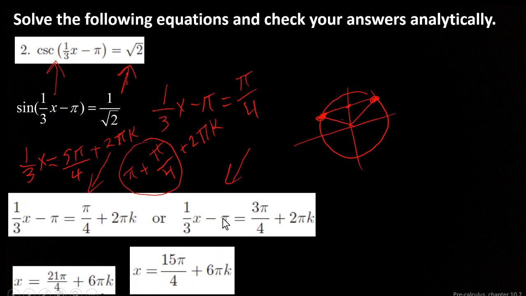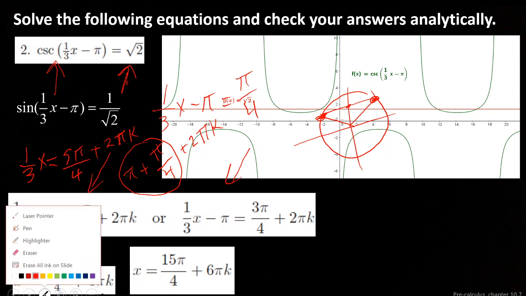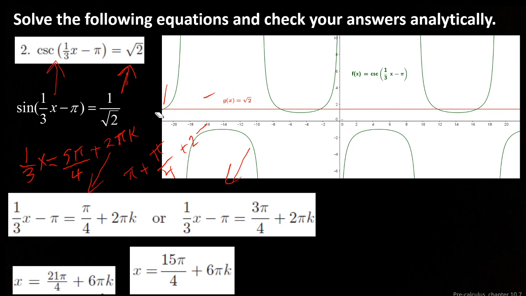The same is true here. If you move the pi to the other side, that would be 7 pi over 4, and multiplied by 3 would be 21 pi over 4 plus 6 pi k. All right, and that again is the graph of the intersection of these two, as you see here. And I need to delete this so you can see the intersections. All right, so let's move on.